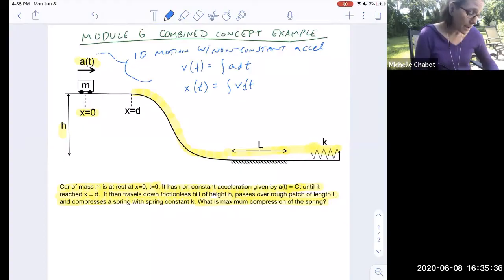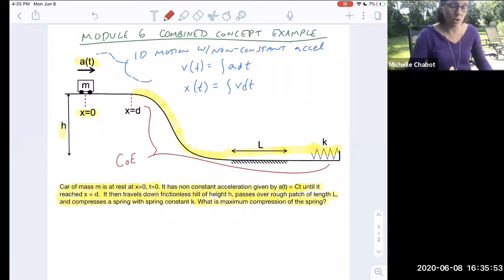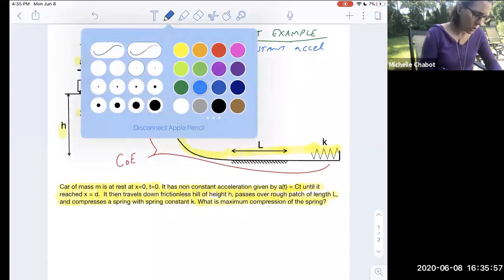And then after that motion, we have it just traveling with some initial kinetic energy on top of a hill, and then it goes over a rough patch and compresses a spring. So a lot of those things are hallmarks of conservation of energy. So this would be a conservation of energy problem. All right, so let's go ahead and work through these.